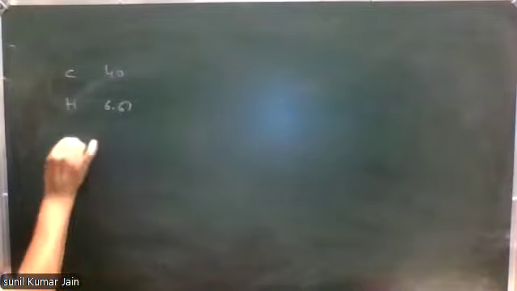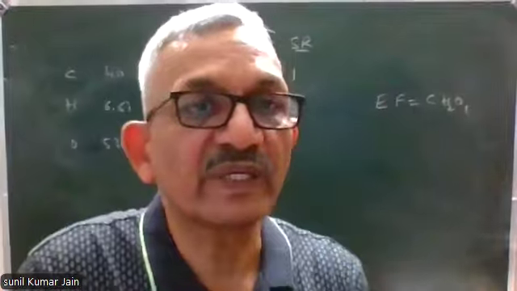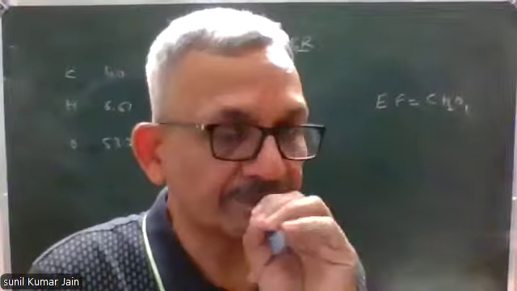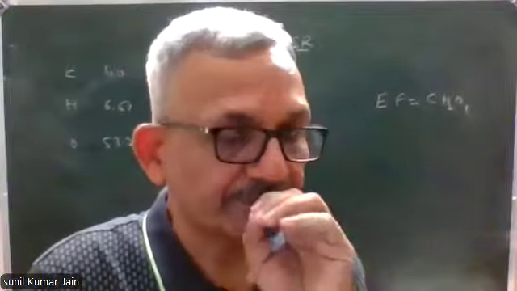Now, for molecular formula, we need molecular weight. See, what is molecular weight? Molecular weight is nothing but weight of 1 mole of the substance. Simple words. Weight of 1 mole of the substance is molecular weight. We are given that 0.1 mole weighs 6 grams. It means 1 mole will weigh 60 grams. So molecular weight is 60.